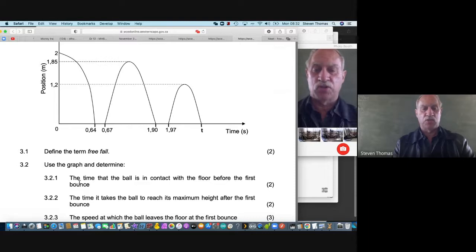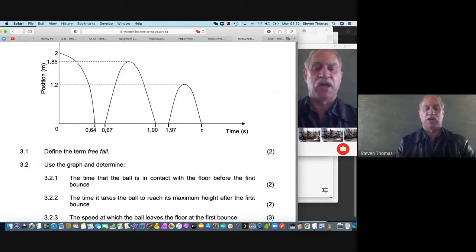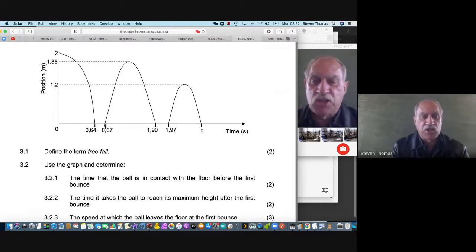Use the graph to determine the time that the ball is in contact with the floor before the first bounce. You see, this is bad English here. It should be during the first bounce, not before the first bounce. Because the time that it is in contact, unless they're calling this section the bounce back, but they're not including this. So it's bad English. The time that it's in contact: there it hits the floor, there it leaves. In the interim, it's been squashed. What's 0.67 minus 0.64? It's 0.03, and that's going to be your answer.